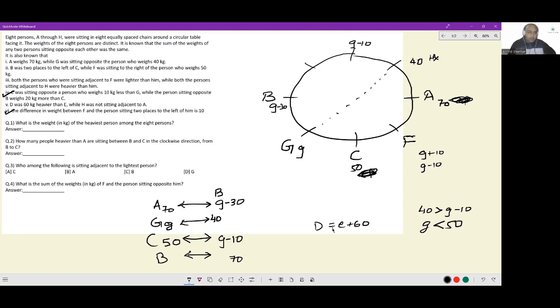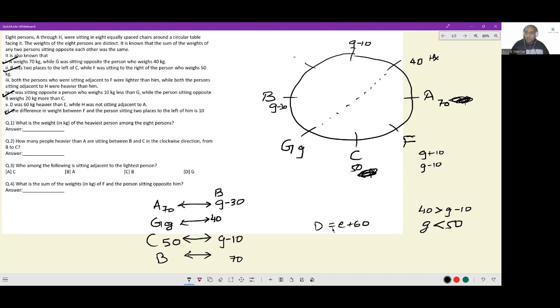I'll see later. First point, A weighs 70 kg while G was sitting opposite to the person who weighs 40 kg. B was two places to the left of C while F was sitting to the right of the person who weighs 50 kg. Both the persons who were sitting adjacent to F were lighter than him, while both the persons sitting adjacent to H were heavier than him.